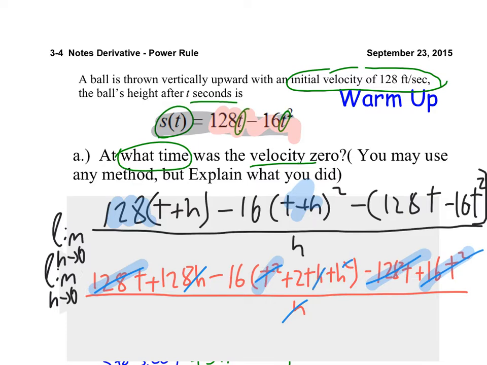So when you now let h approach 0, your derivative is going to be 128 minus 16 times 2t, which is negative 32t, just like we set up here. So we have a derivative. Now when does it equal 0?